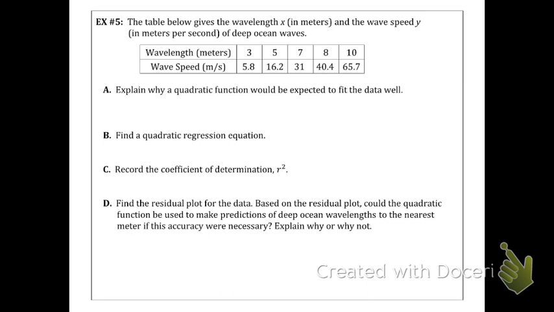All right, then example 5 says the table below gives the wavelength x in meters and the wave speed y in meters per second of deep ocean waves. Explain why a quadratic function would be expected to fit the data well. So I'm going to clear my calculator. I'm going to put those data points in my stat edit.